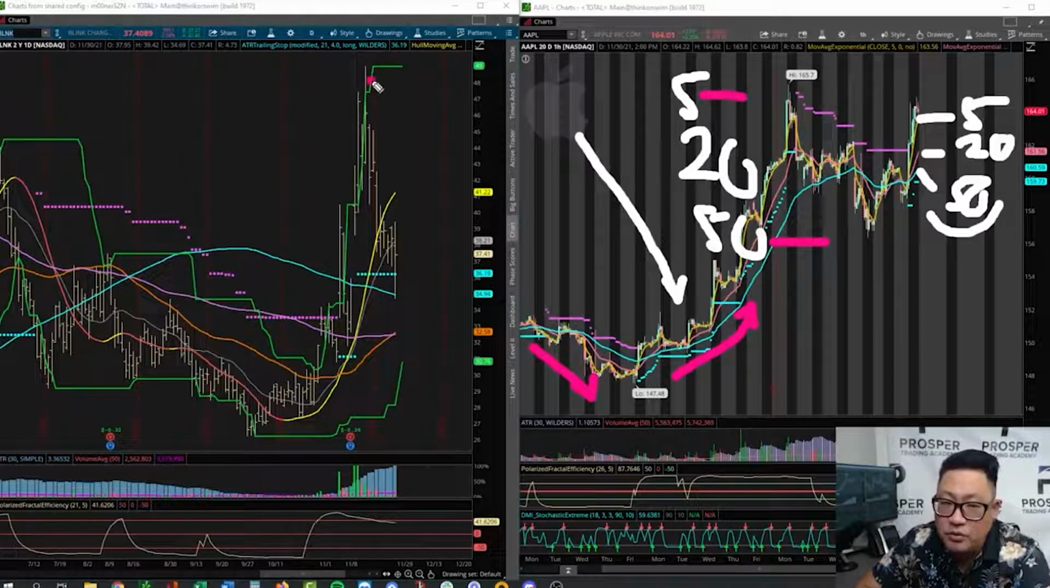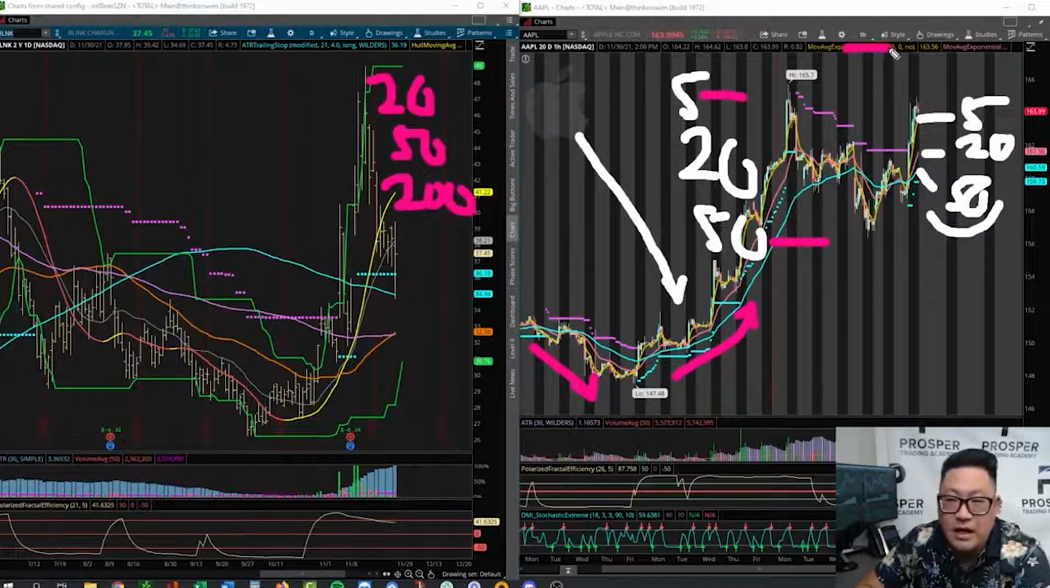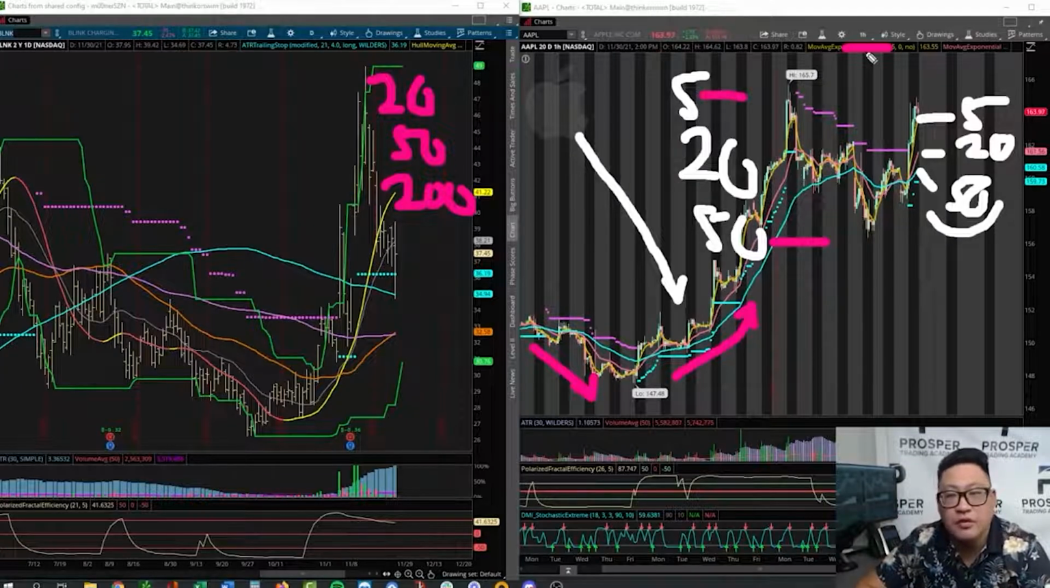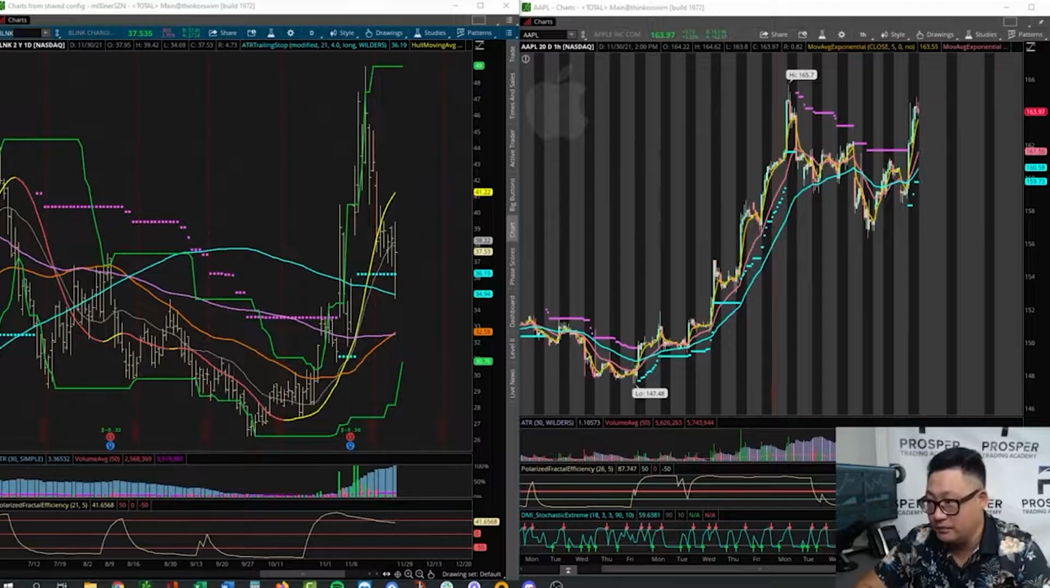Now, some people will use a 20, a 50, and 200. For me, especially on the hourly time frame, ultimately that just is too slow. A lot of the move is already going to be made, and in particular, you're going to notice that you're chasing more than you're getting in early, and you're going to find lesser reward and higher risk values, and it's not a great combination.